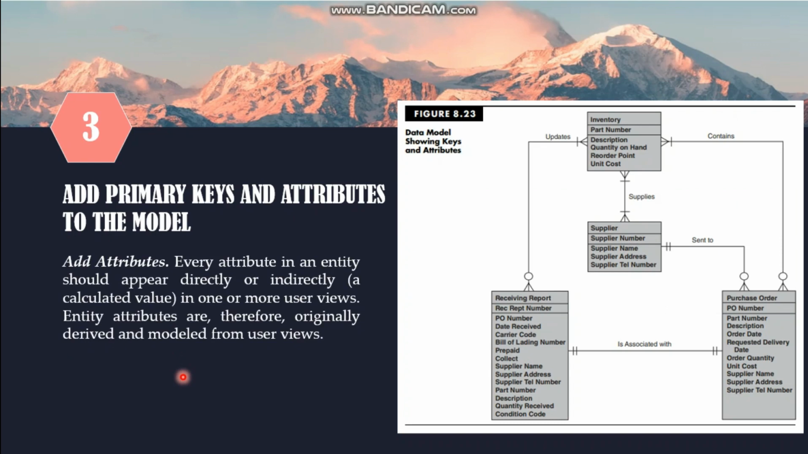Add attributes. Every attribute in an entity should appear directly or indirectly in one or more user views. Entity attributes are therefore originally derived and modeled from user views. In other words, if stored data are not used in a document, report, or calculation that is reported in some way, then it serves no purpose and should not be part of the database. So the attributes assigned to each entity in this figure are derived from the user views of the purchase order and receiving report and from the inventory status report that we previously normalized.